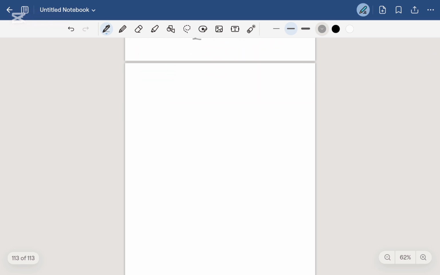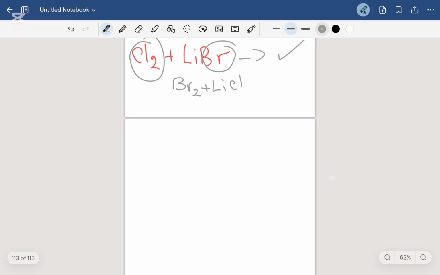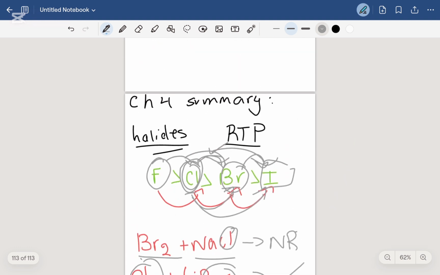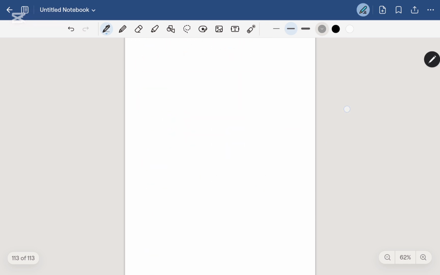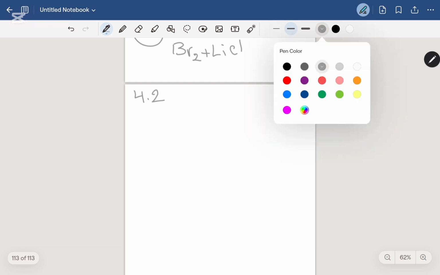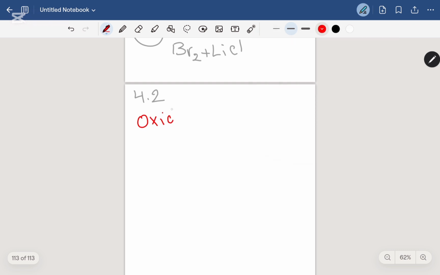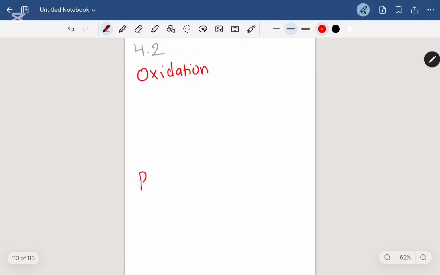Alright, so we move on to our next topic, which is oxidation. So if you want, I'm going to give each one of them a section. So this is section 4.1. Alright, moving on to section 4.2. In section 4.2, we talk about two things, which is oxidation, okay, and I will go down a bit, reduction. If you add oxidation and reduction together, you are going to get something called redox.